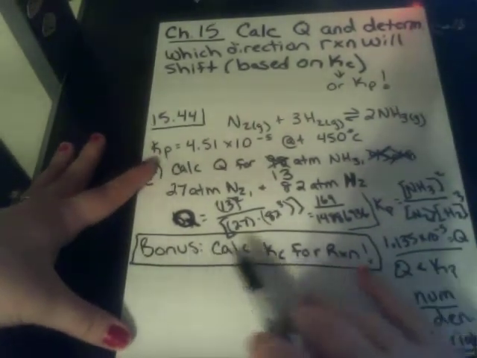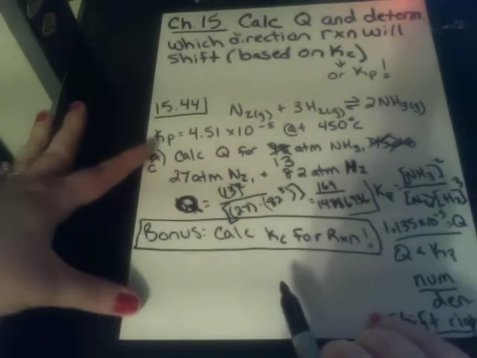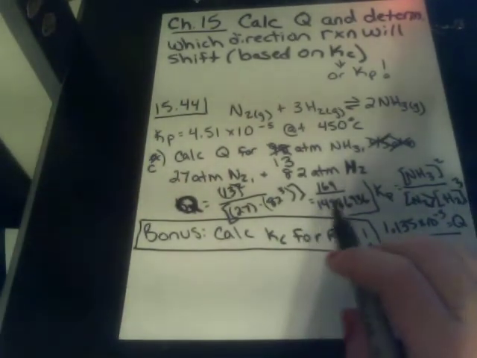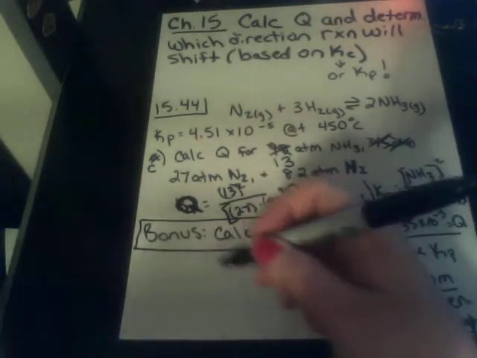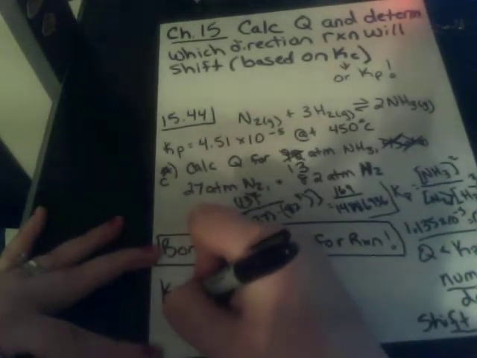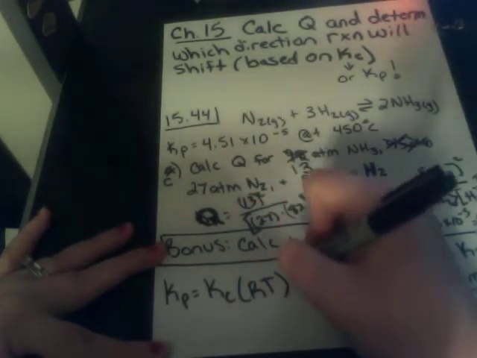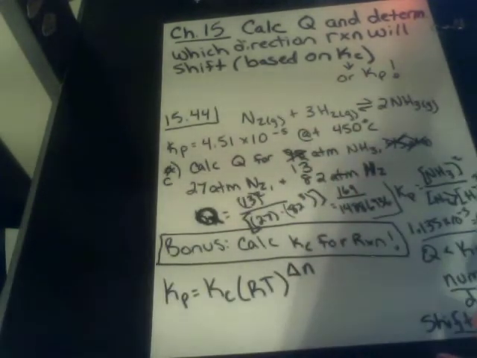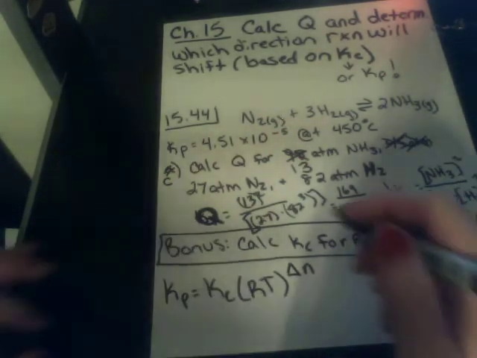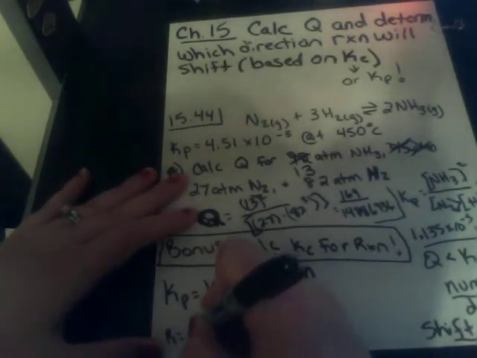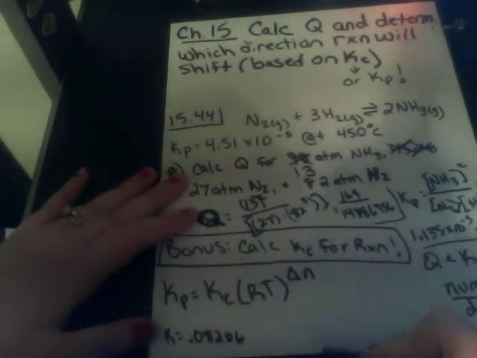So, bonus, let's calculate K sub C for the reaction, because this is something that I could and will ask you on the exam. The equation is K sub P equals K sub C times RT to the delta N. The R in this case, I believe, is the gas constant 0.08206. Remember, there's a couple different ones.